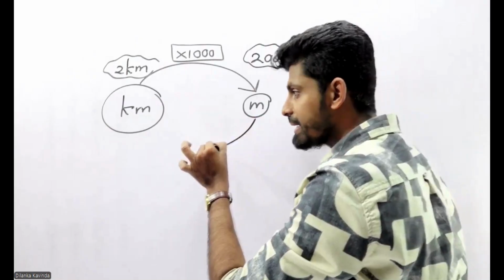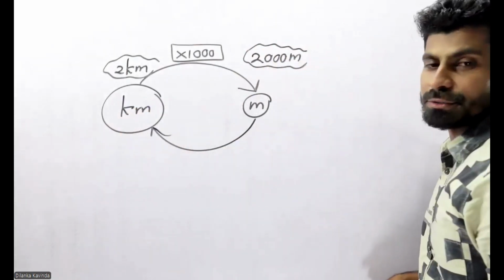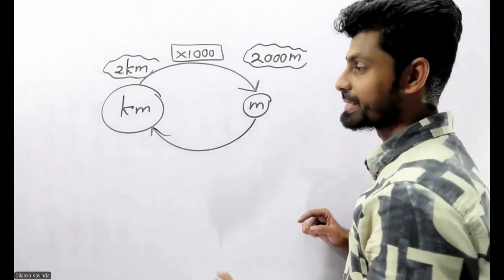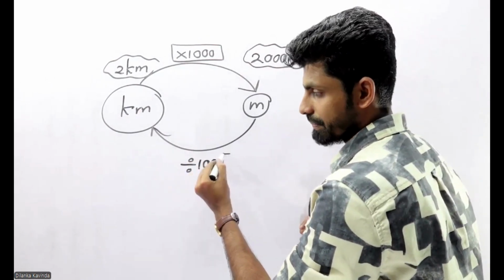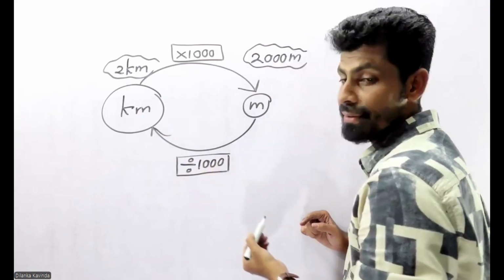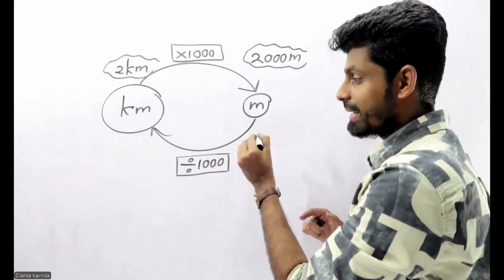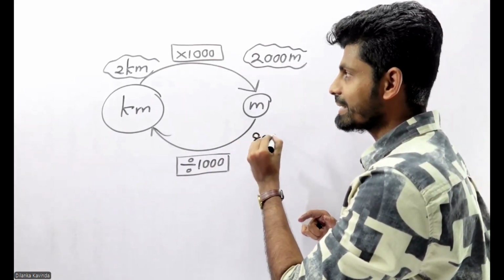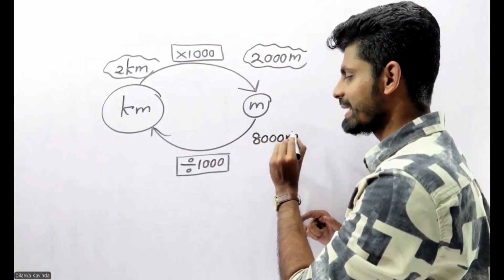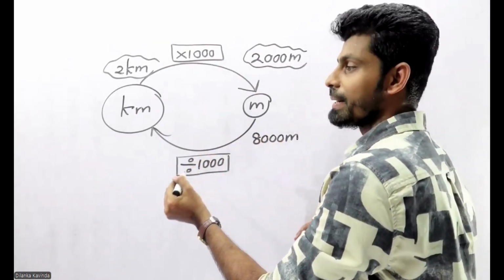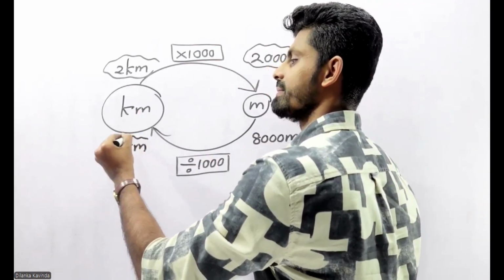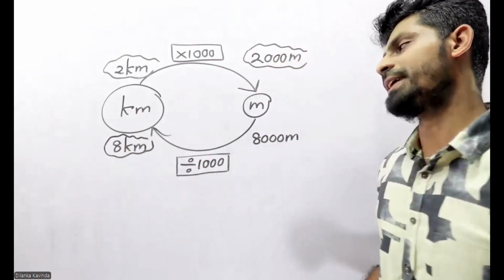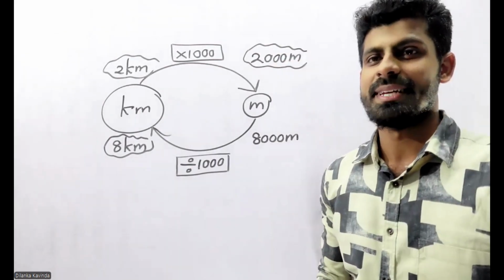How to convert meters into kilometers? So that means divide by 1,000. Meters, for example 8,000 meters: 8,000 divided by 1,000. So that means 8 kilometers.